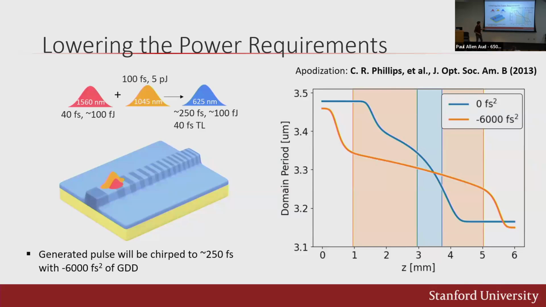So what I'm going to do instead is make a design that imparts about 6,000 femtoseconds squared. So that chirps me out to a 200 femtosecond pulse from 40 femtoseconds, but with a dispersion that has a sign that is easy to compensate. So in the visible, it's easy to compensate anomalous dispersion, this negative dispersion, with a normal dispersion. Okay.